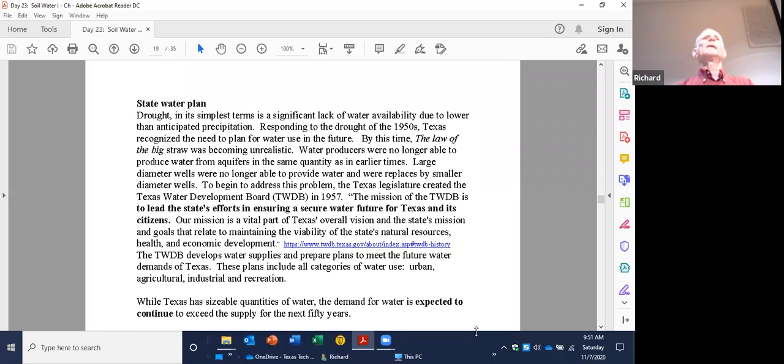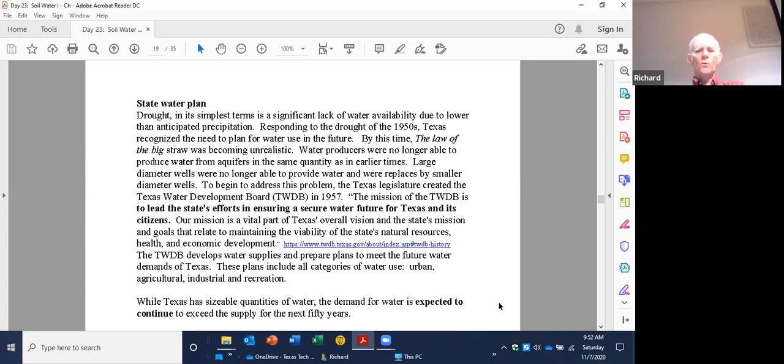Note that future demands. Many producers of water in this area only worry about their economic future. Hey, it's my water, I'll use it this year, and the heck with the next generation. But the Texas Water Development Board tries to make use of this water for the future. These plans include all categories of water use: urban water use, agricultural use, industrial use, and recreation.